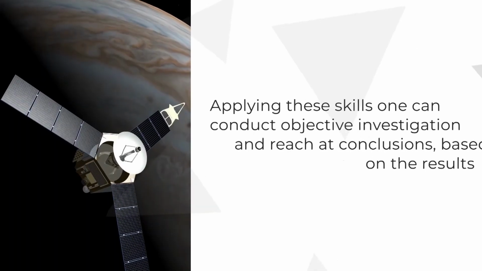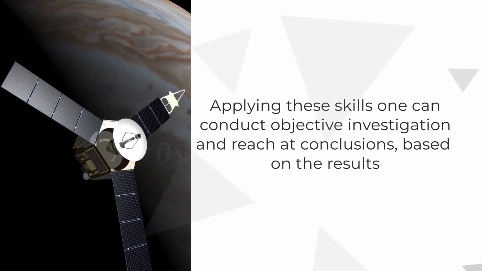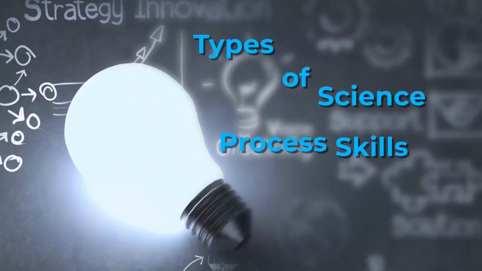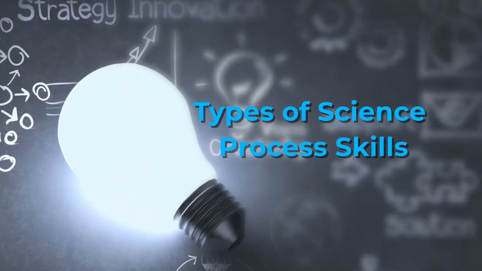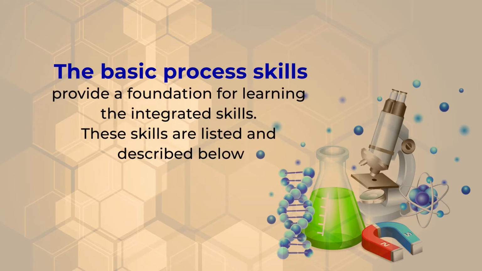Applying these skills, one can conduct objective investigation and reach conclusions based on the results. These are integrated together when scientists design and carry out experiments. All these basic skills are important individually as well as when they are integrated. Types of science process skills. The basic process skills provide a foundation for learning the integrated skills.